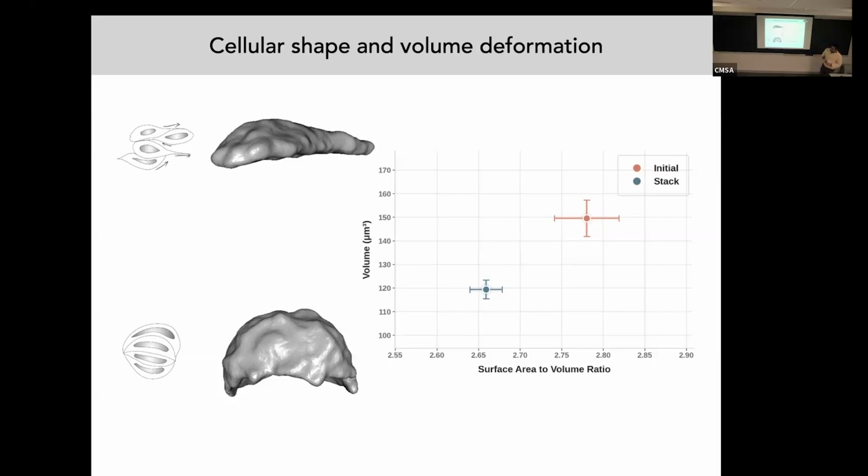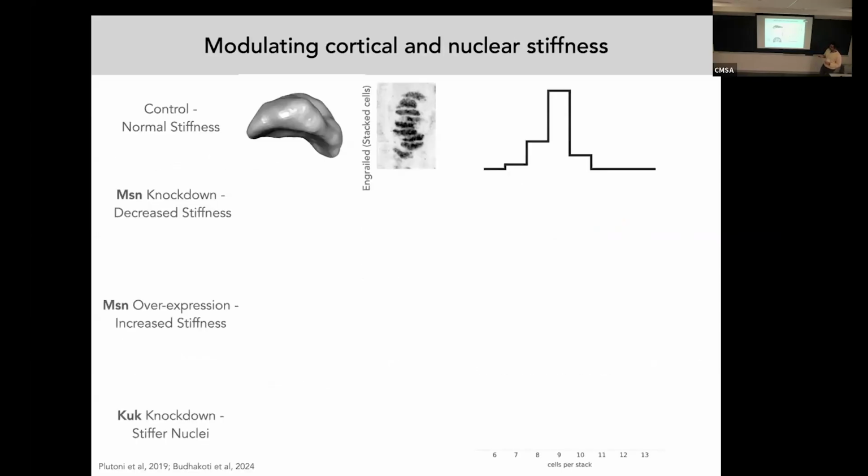Right. So we tried to see if there's a way in which we can change the stiffness of these cells and find something useful which will let us know how these stacks are formed. This is the control condition, and this is how the cells look. This is just a representation of the top cells. Under control conditions, you have about 9 cells per stack, and this is shown here.